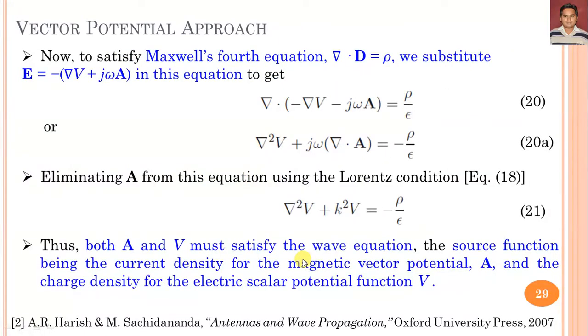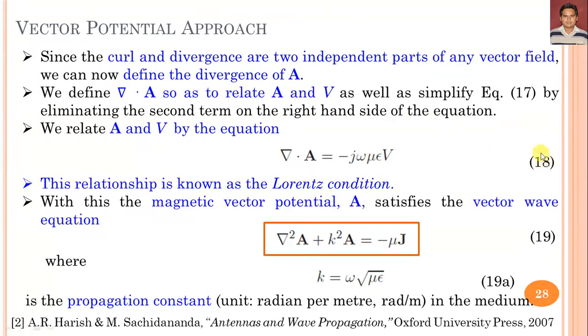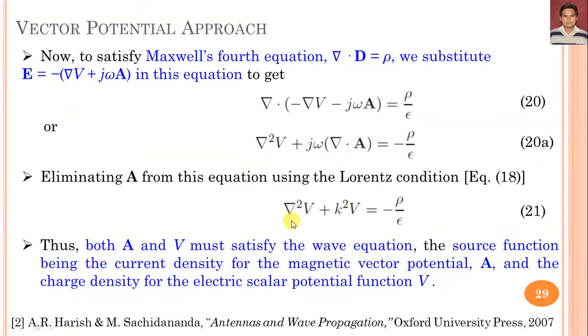Now to satisfy Maxwell's fourth equation del dot D is equal to rho, we substitute E equal to minus del V minus j omega A in this equation. We have calculated the value of A, so we are putting it in Maxwell's equation del dot D is equal to rho. So we are getting the expression del square V plus j omega del dot A equal to minus rho upon epsilon. Eliminating A from this equation using the Lorentz condition, as we have discussed in equation 18, then del square V plus k square V is equal to minus rho by epsilon.